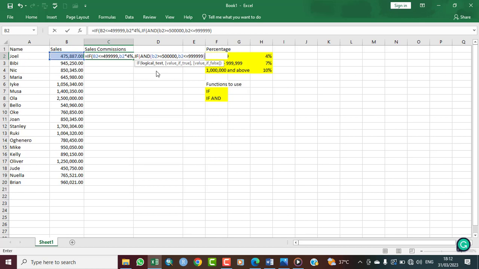And so what should happen if that is the case? Let B2 be multiplied by 7%. Else, any other figure that falls between 1 million and above should be multiplied by 10%. And then we close the bracket for the IF AND function.